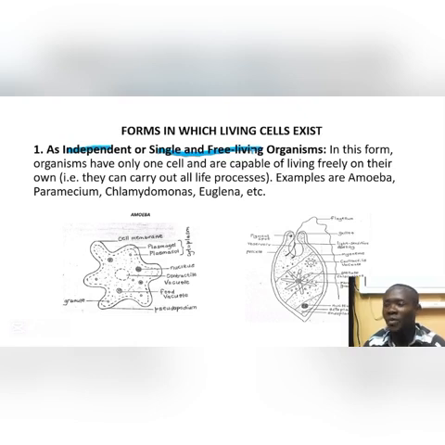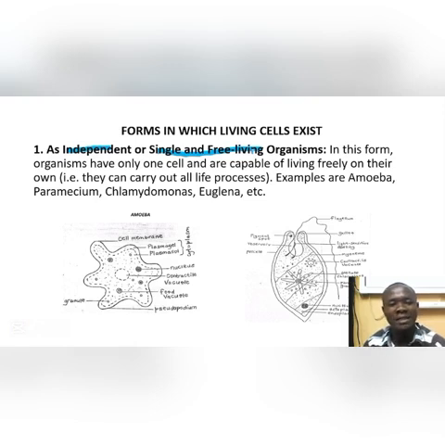In this form, these organisms just have a single cell, and they are capable of living freely on their own. That means they are independent, they are not depending on other organisms for their life processes to occur. For example, reproduction, they do it on their own. Excretion, they do it on their own. Irritability, they do it on their own.